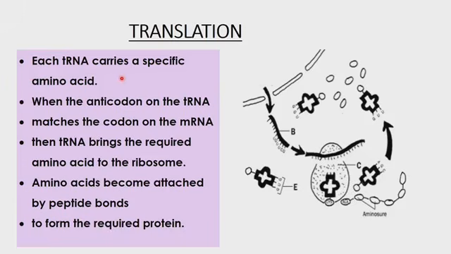So each tRNA carries a specific amino acid. They've represented the circles as the amino acid, it goes and picks it up and takes it to your ribosome. It says when the anticodon on the tRNA matches the codon on the mRNA, it brings the required amino acid to the ribosome. And as soon as the amino acids are next to each other, peptide bonds form in between them. So it's important that a singular bond is known as a peptide bond, and eventually we have the required protein which is formed. Okay.